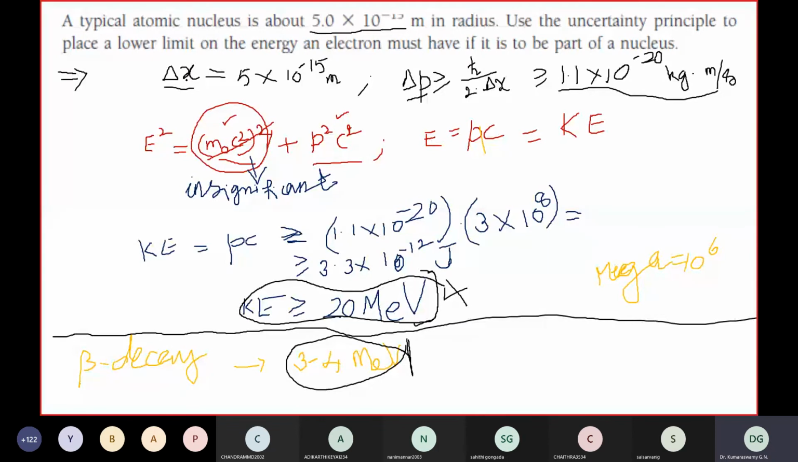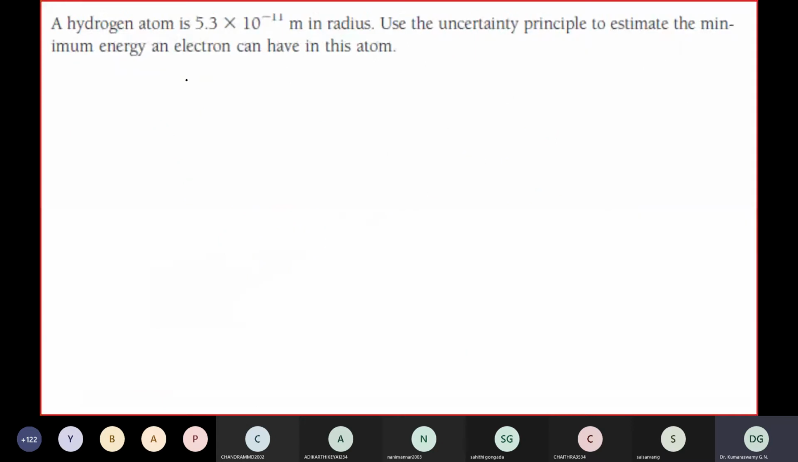Thank you. Two more problems we'll solve. The hydrogen atom is 5.3 × 10^-11 meter in radius. Note down this. Use the uncertainty principle to estimate the minimum energy an electron can have in this atom.